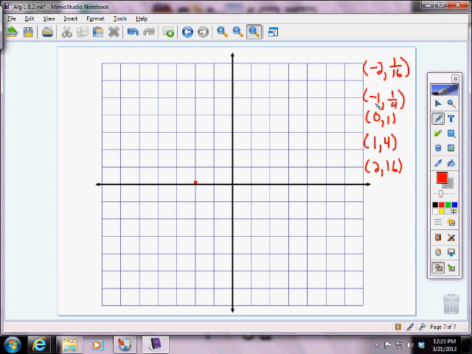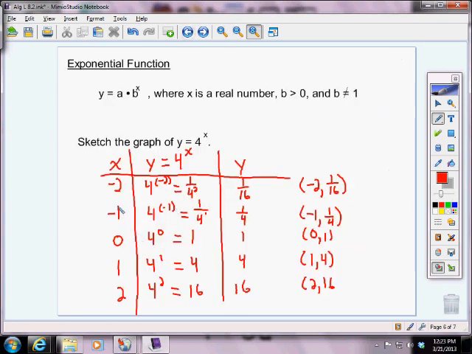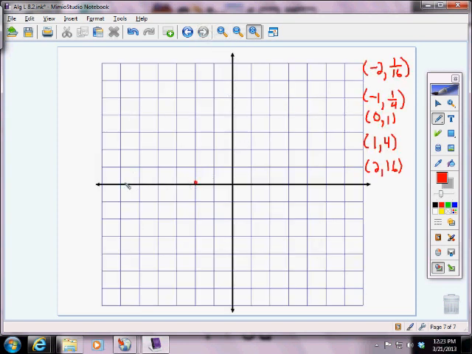Let me talk about that for a second. Let's say I wanted to put a number in like negative 10. If I plug a negative 10 in here, I'm going to get 4 to the negative 10th, which is like saying 1 over 4 to the 10th. Now, whatever 4 to the 10th is, 1 over that's going to be a very, very small number. But notice it's still going to be positive. That's what I mean, that when you see our graph here, it's never going to cross this x-axis.